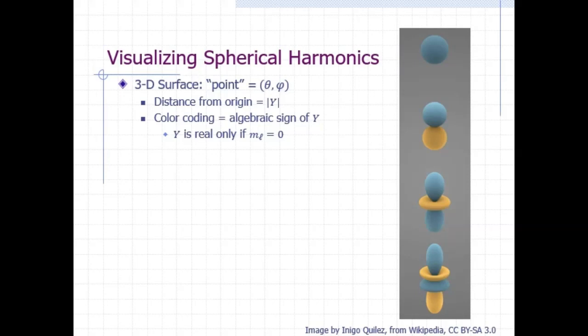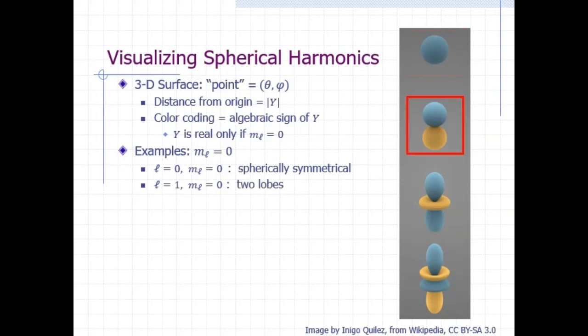Let's look at the examples here. For these examples, m sub L is 0, and the quantum number L, from top to bottom, is 0, 1, 2, and 3. For L equal to 0, the plot looks like a sphere. This means that the absolute value of the spherical harmonic is constant, since the points on a spherical surface are equidistant from the origin. For L equal to 1, the plot shows two lobes, colored differently.